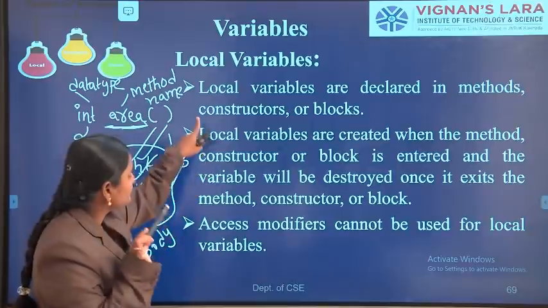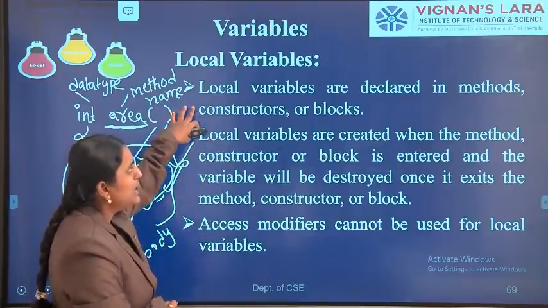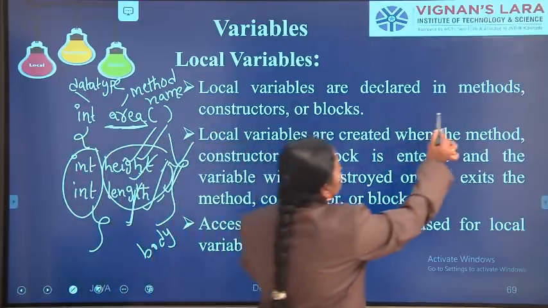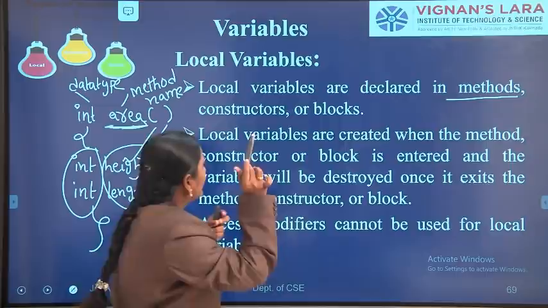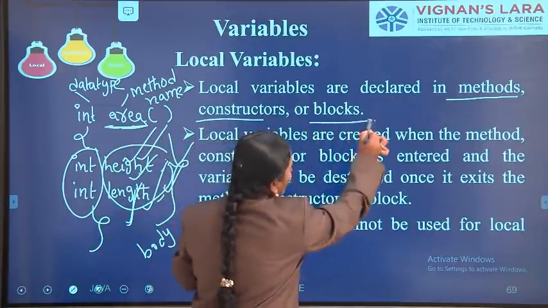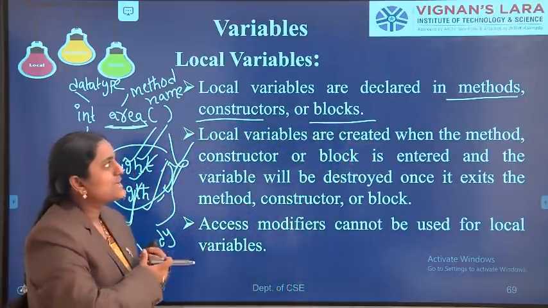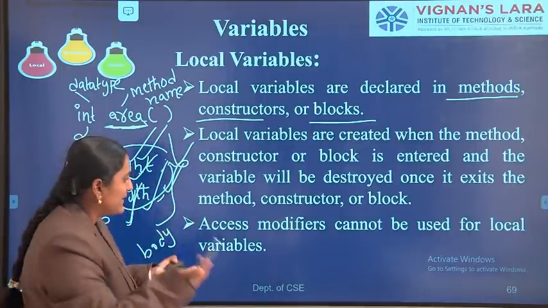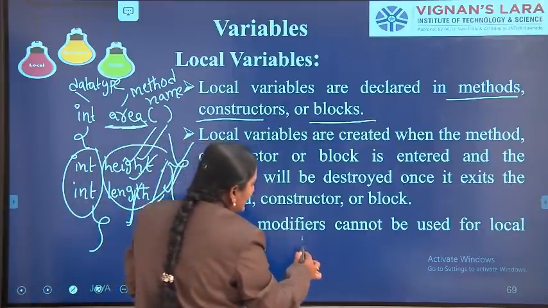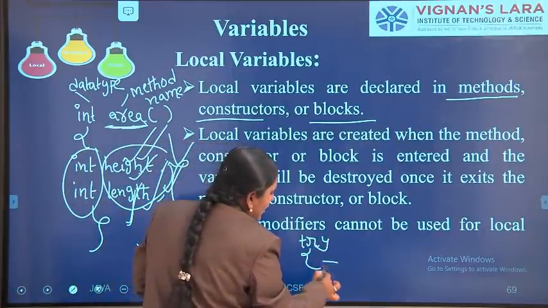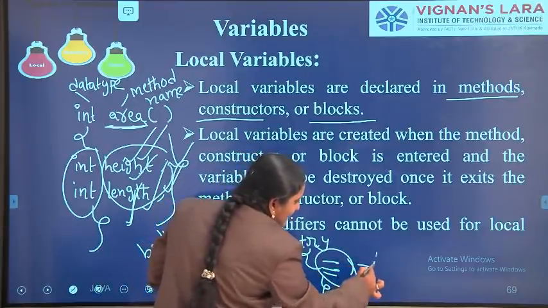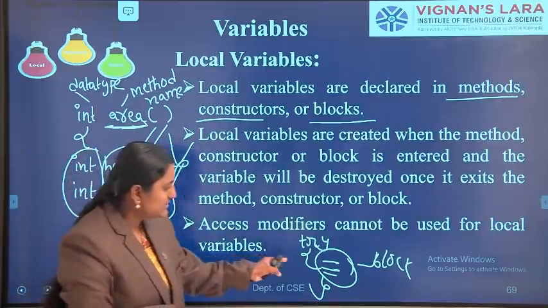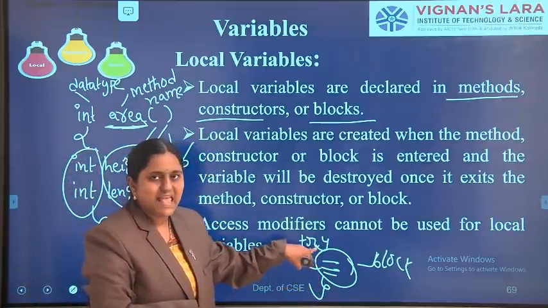Coming to the first point: local variables are declared in methods, constructors and blocks. For example, a block is nothing but a group of statements. Here this is one block. Any statements mentioned within these braces, we can simply call a block.